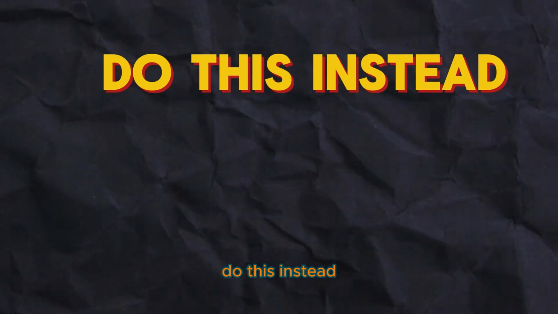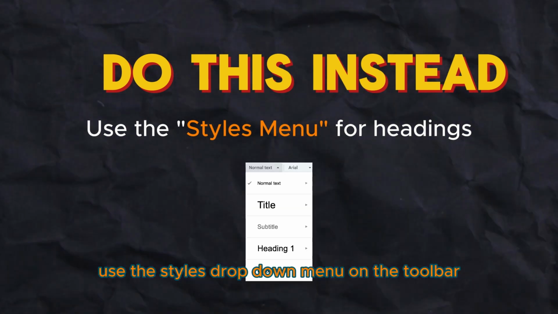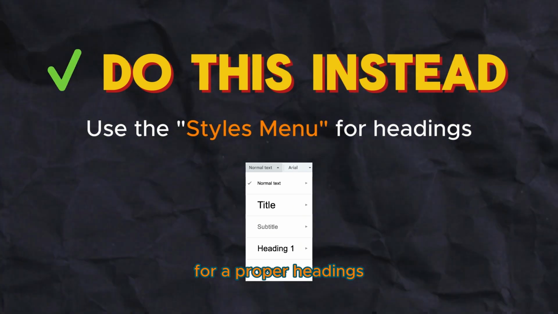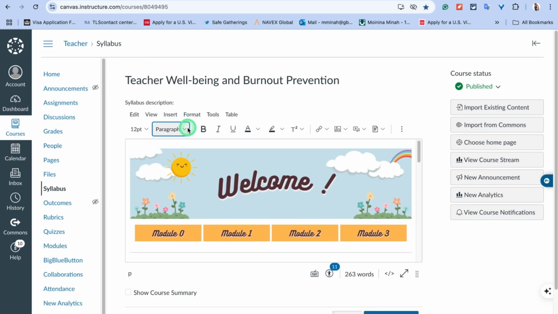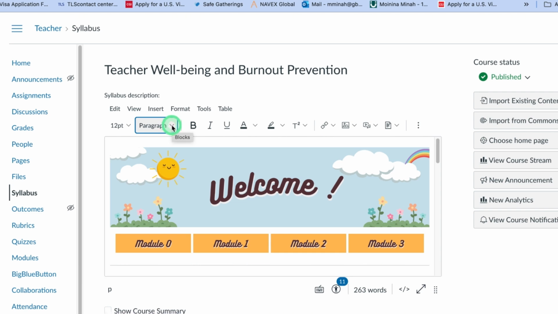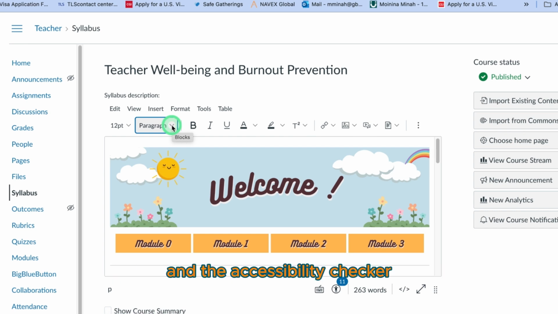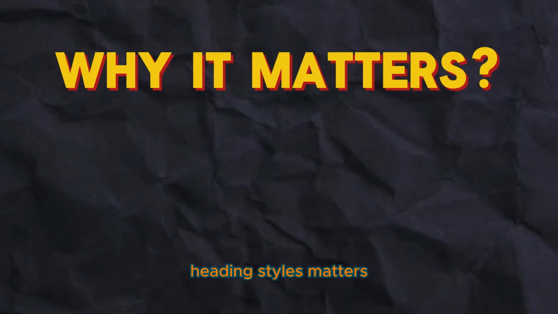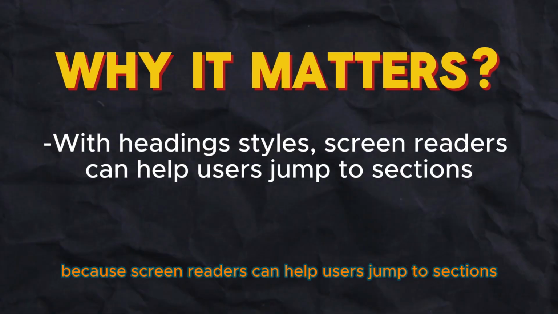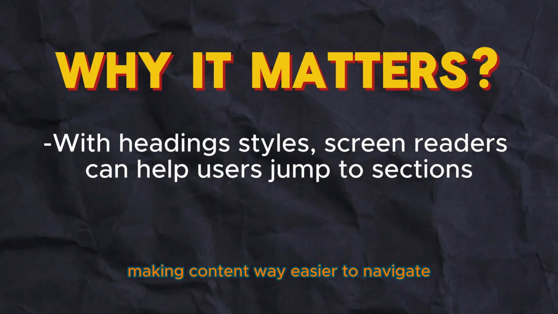Do this instead. In Google Docs, use the Styles drop-down menu on the toolbar for proper headings. In Canva, select the heading style from the Rich Content Editor, typically located between the font size menu and the accessibility checker. Heading styles matter because screen readers can help users jump to sections, making content way easier to navigate.